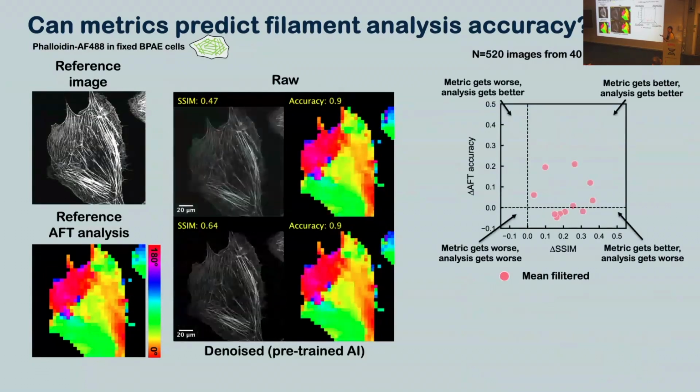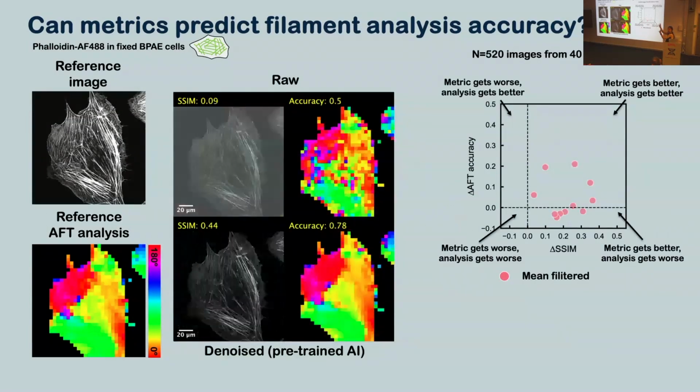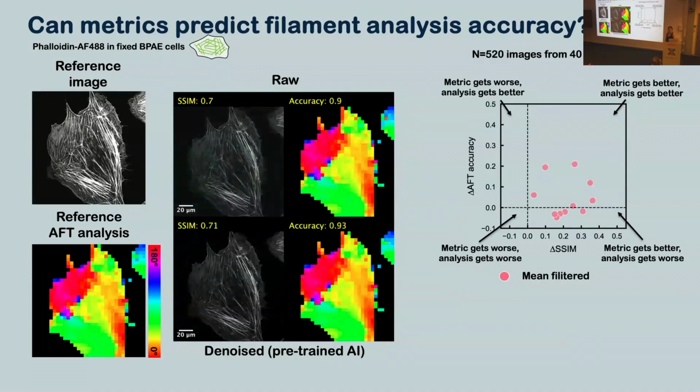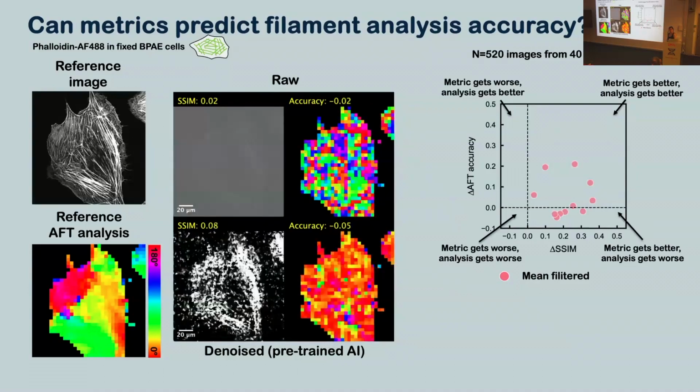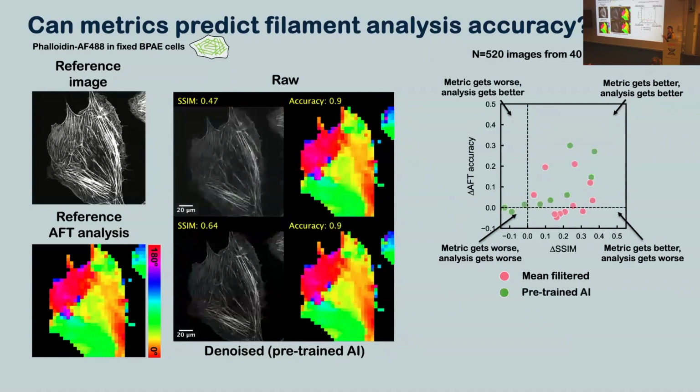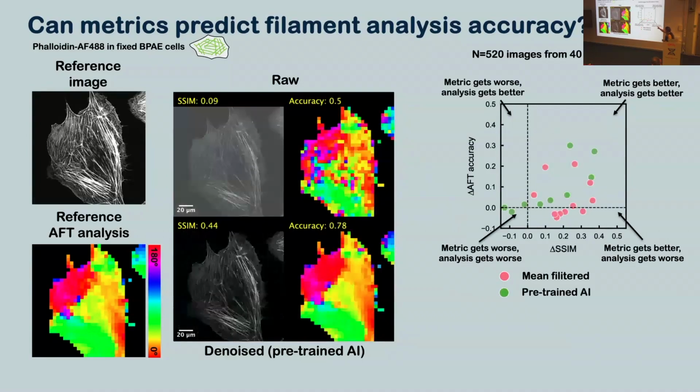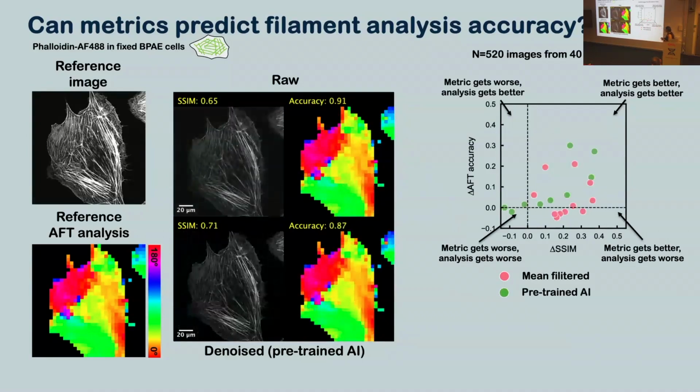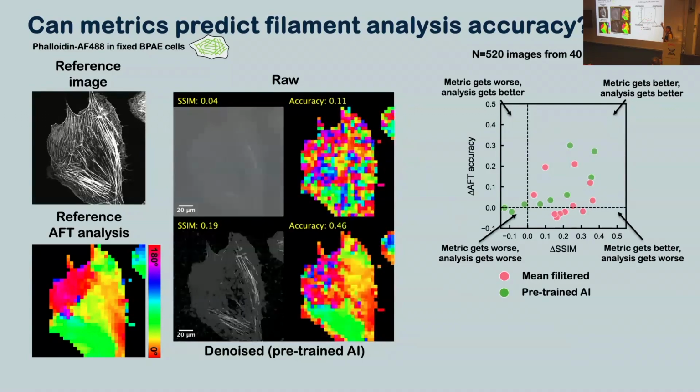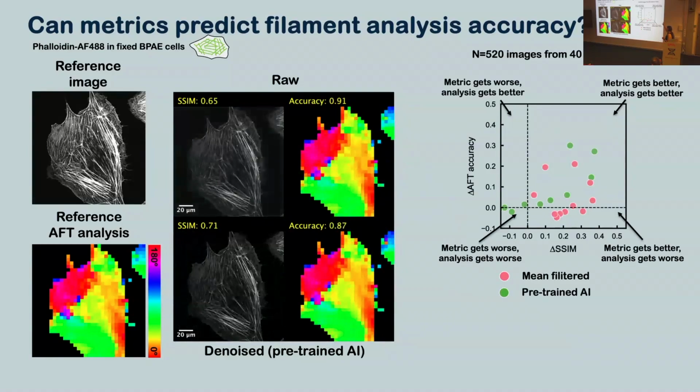What happens? Again, we improve our quality metric scores. Sometimes the image gets better, sometimes the analysis gets worse. Our metrics don't really tell us anything here. It's just this kind of cloud of confusion. So that's not a great start for our metrics. Our pre-trained AI is a little more useful, right? In this case, our denoising, apart from these left-hand-most points, which is where the image was very good to begin with and you didn't need to denoise it, you almost always help your analysis accuracy. For this problem, denoising will help you. Quality metrics kind of tell you that, kind of don't.